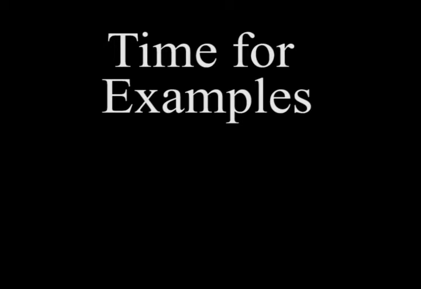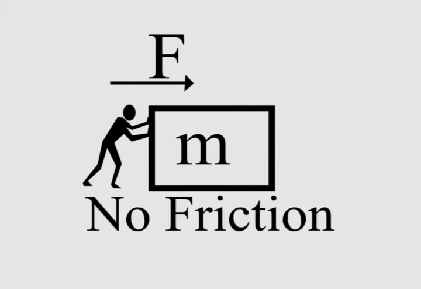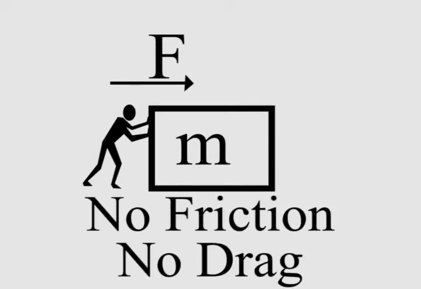So for this video, I am going to be walking through 5 or 6 examples to help show you what making a free body diagram is all about. In our first example, we will have a man pushing a crate of mass m with a force F across the ground. We're going to assume there is no friction or drag on the box.